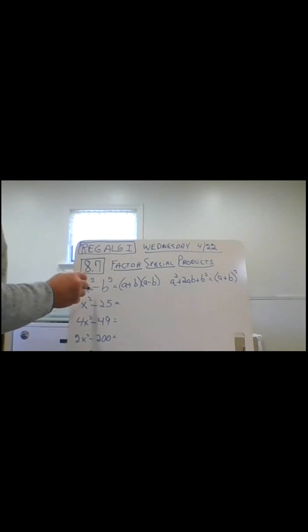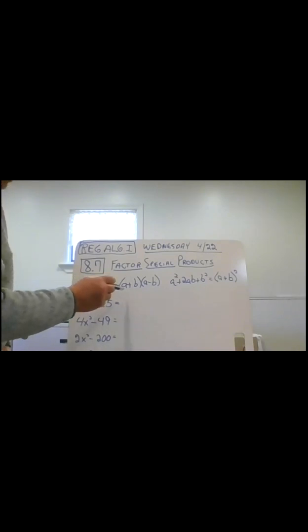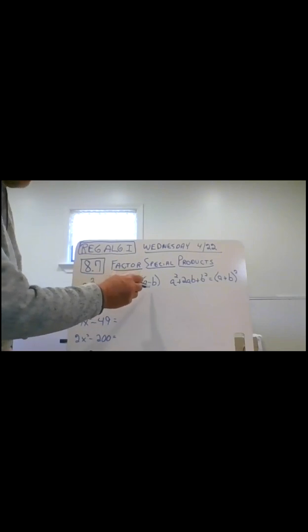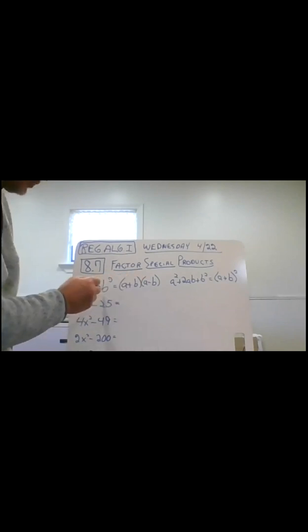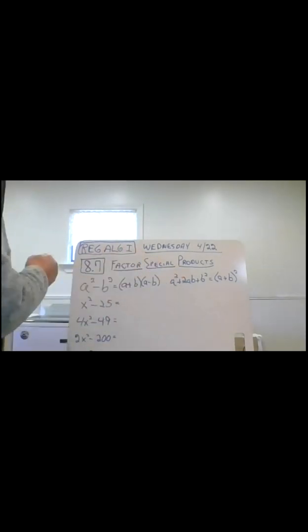The first one is called a difference of squares. A squared minus B squared. When you have something of that form, it factors into 2 binomials. One's a sum and one's a difference of the square roots of these squares. So it factors into A plus B, A minus B. That's what we're going to do first. Then I'll talk to you about this one, and I've got another board with problems for that. So this is what you need to learn right now.